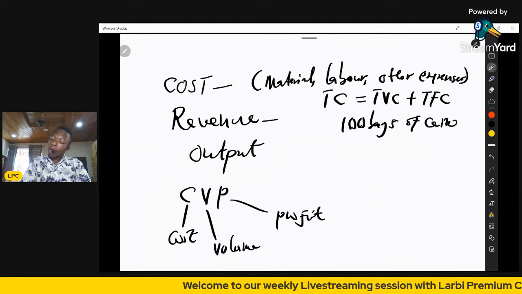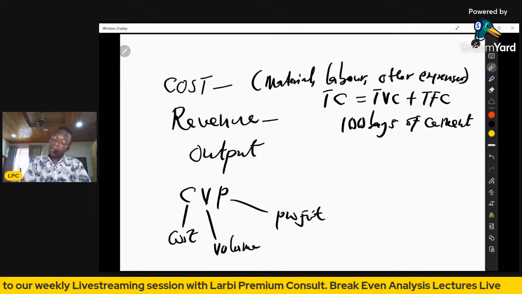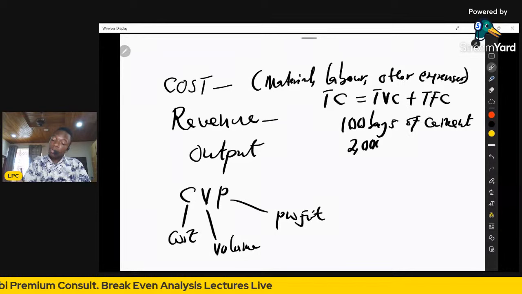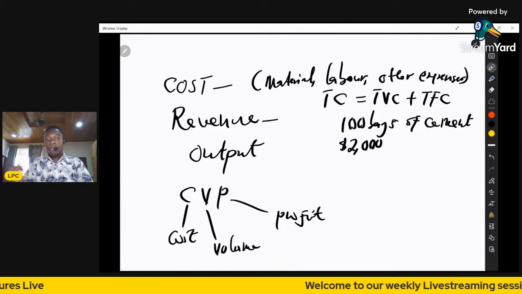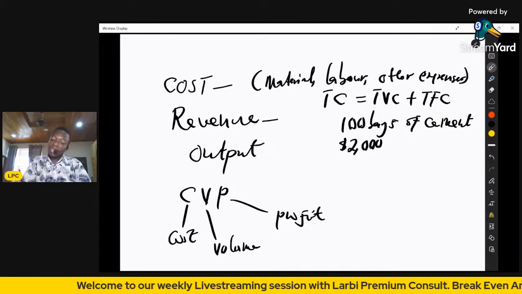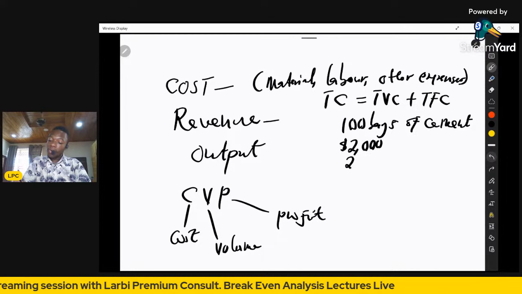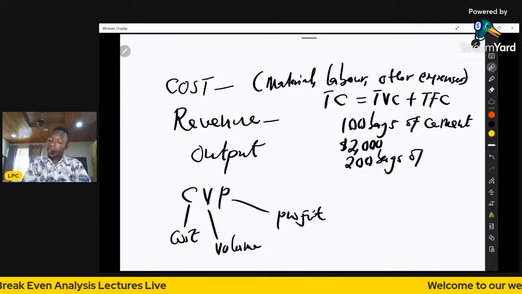And at the end of the day, in terms of variable cost, it cost them, let's say, $2,000, for example. Let's say this was what they planned to produce last year. And this year, let's say they are producing 200 bags of cement.